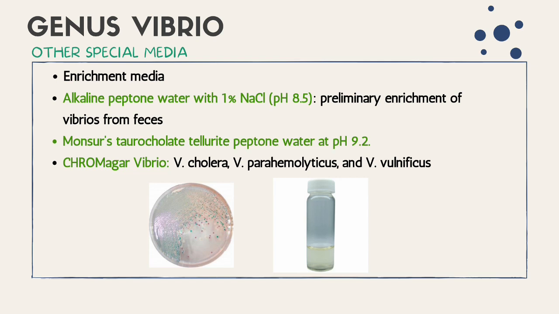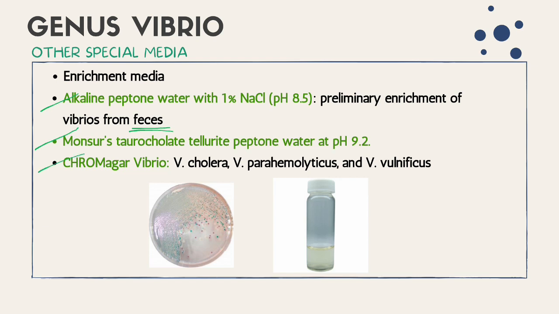Next, we have the enrichment media for the Vibrio species that can be used for preliminary enrichment purposes. First, we have alkaline peptone water. This is useful for Vibrio species from stool or fecal specimens. Next, we have the Monsur taurocholate tellurite peptone water at pH 9.2. This is also an enrichment medium for Vibrio species. It doesn't select for any particular species, okay? Most of the time, this is general and not selective.